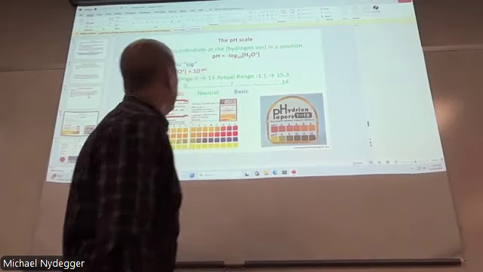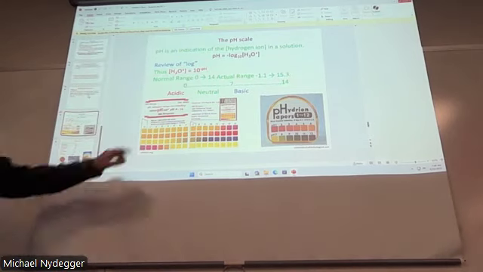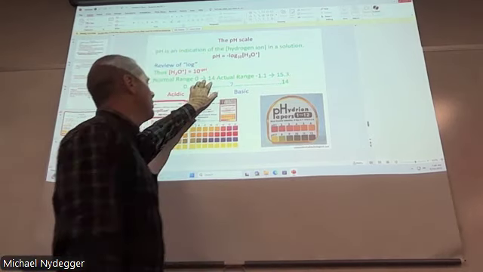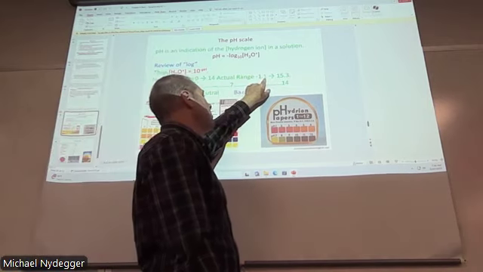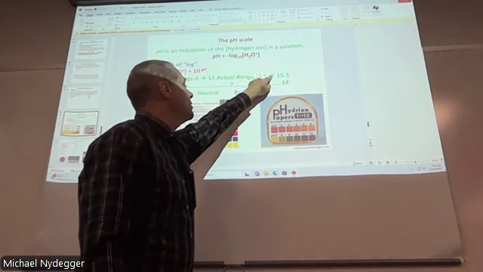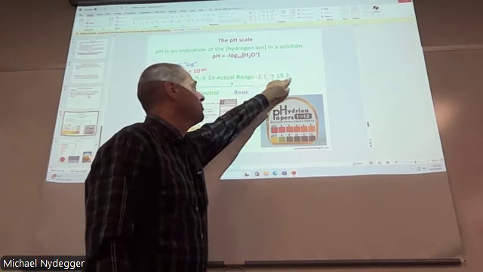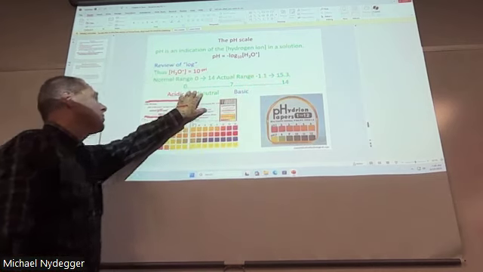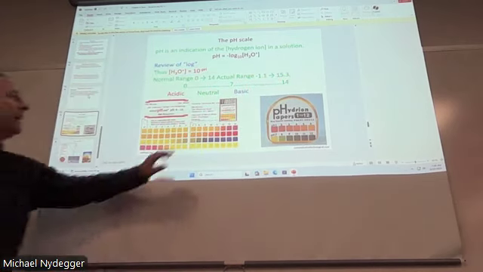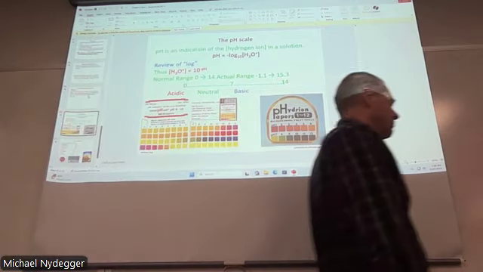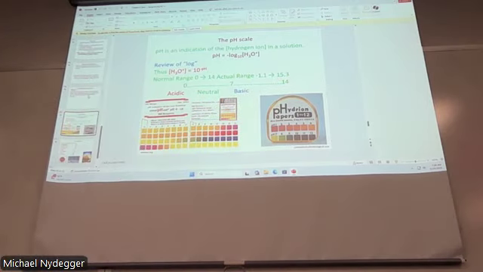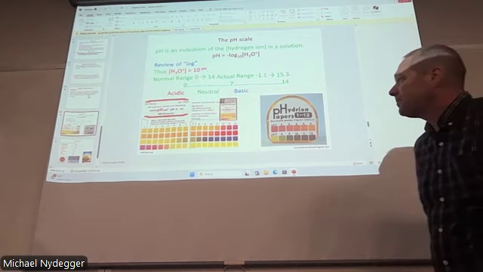The actual range of the pH, we usually go from 0 to 14, but the actual range is going to be negative 1.1 to 15.3. So this is going to be extremely acidic. This would be very, very basic. So the smaller the number, the more acidic. The larger the number, the more basic it is.